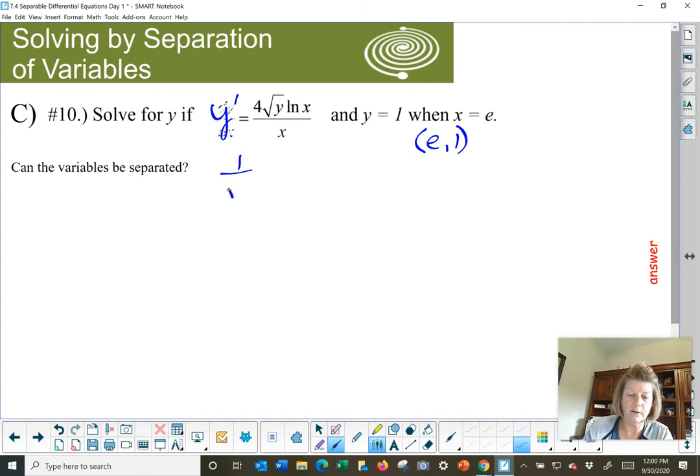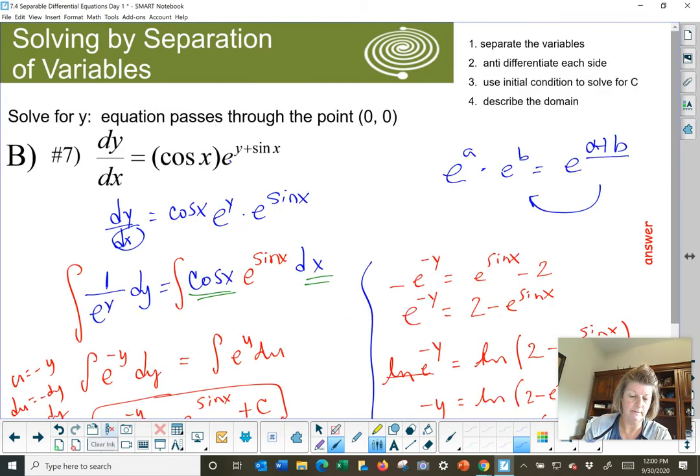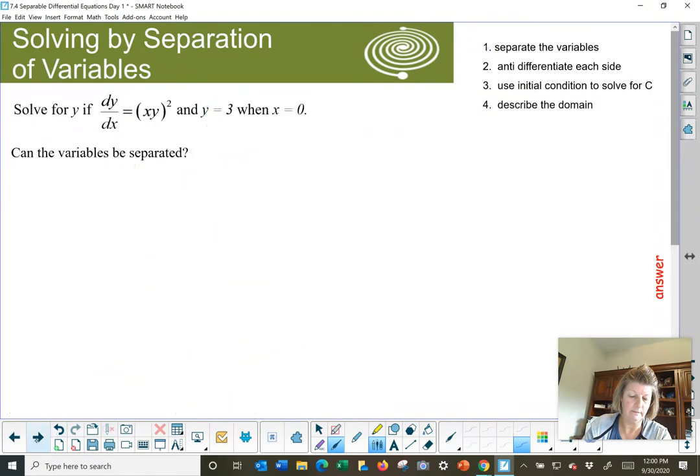I'm going to have 1 over square root y dy equals 4 natural log x over x dx. And then we want to integrate both sides. So I want the integral of y to the negative 1/2 dy equals 4 times the integral of natural log x over x dx.